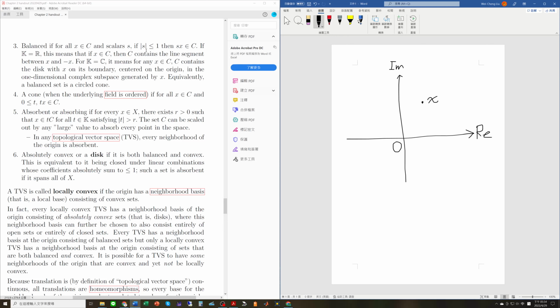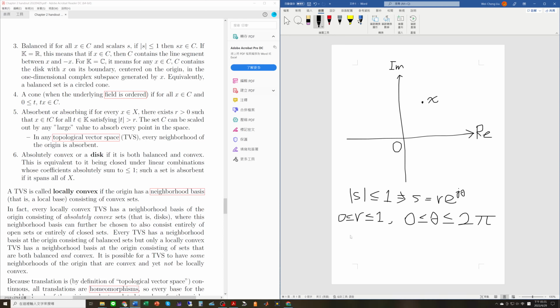If the absolute value of s is smaller than or equal to 1, it means that s can be written in the form r times e to the power of j theta, where r is greater than or equal to 0 and smaller than or equal to 1, and theta is greater than or equal to 0 and smaller than or equal to 2 pi.